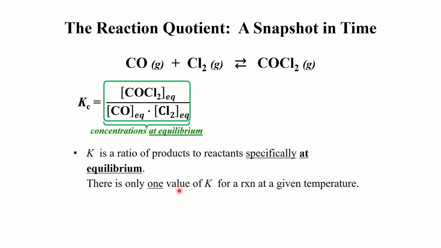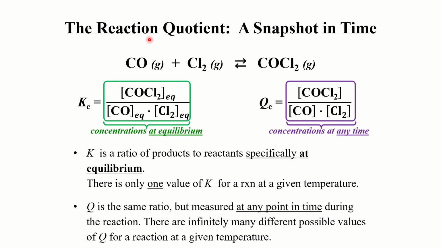So there is only one value of K for a reaction at a given temperature. Do remember that if you change the temperature, the K value will change, and we'll learn today how it can change, but strictly speaking, at a given temperature, there is only one K value.